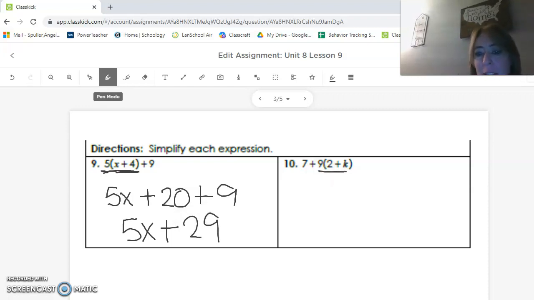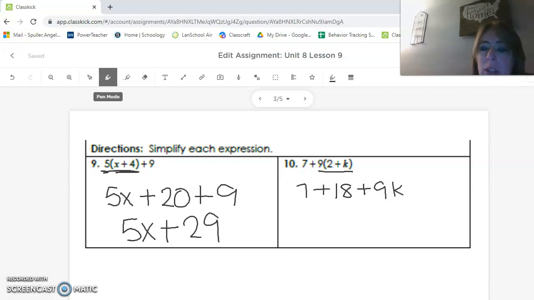All right, so again, let's start with this. 9 times 2 is 18 plus 9 times 1k is 9k. Now, 7 plus has to come down. So 7, now remember, a lot of you are thinking, well, why don't you just do 7 plus 9 first and then multiply it by all that? Because if you remember with the order of operations, multiplication comes before addition. So now I'm ready. 7 plus 18 is 25 plus 9k.